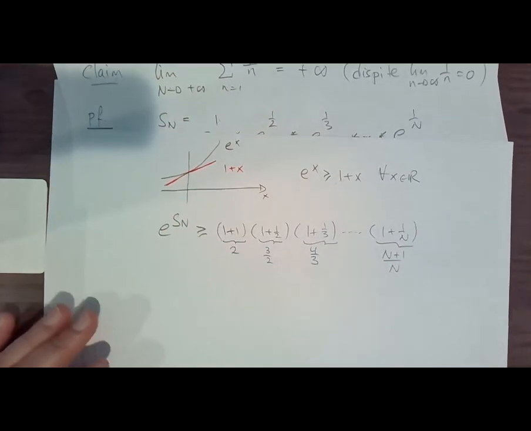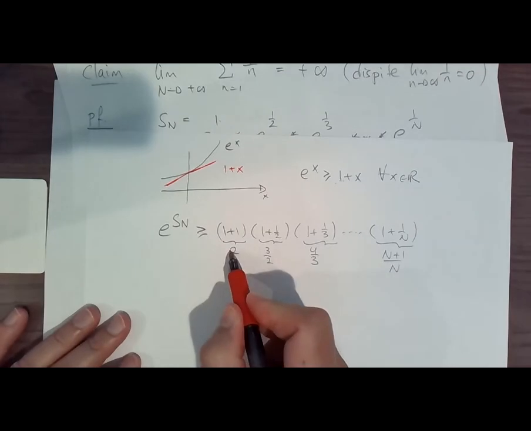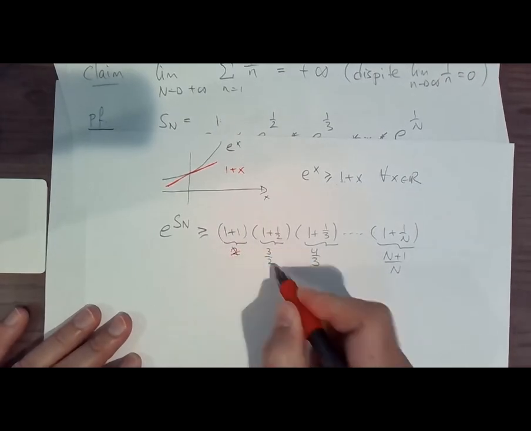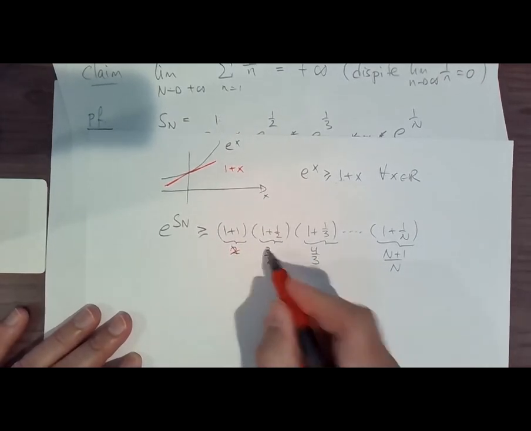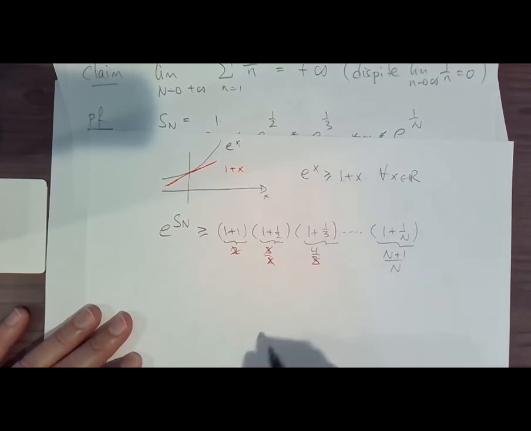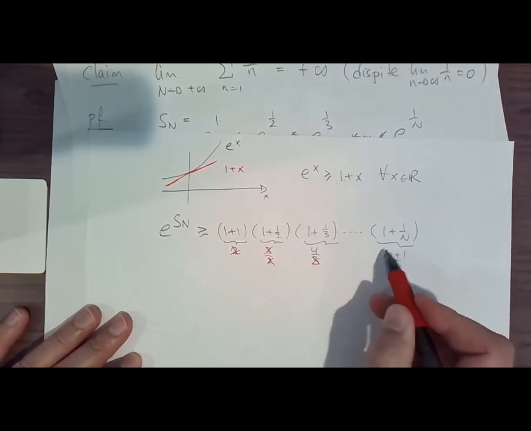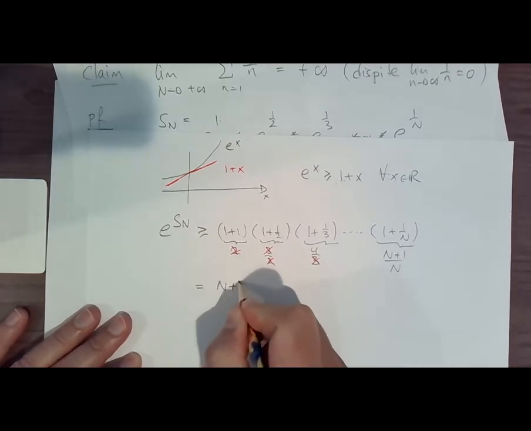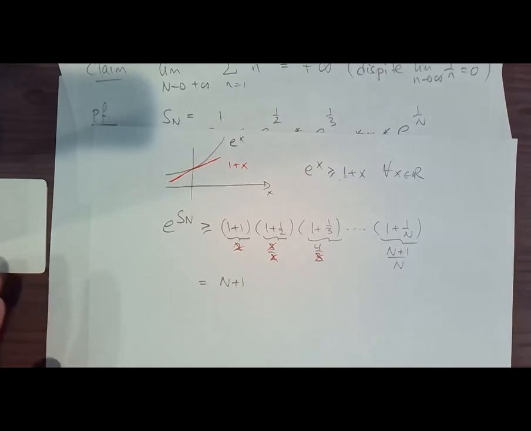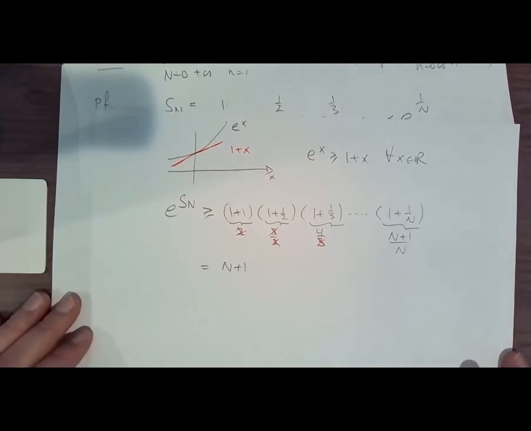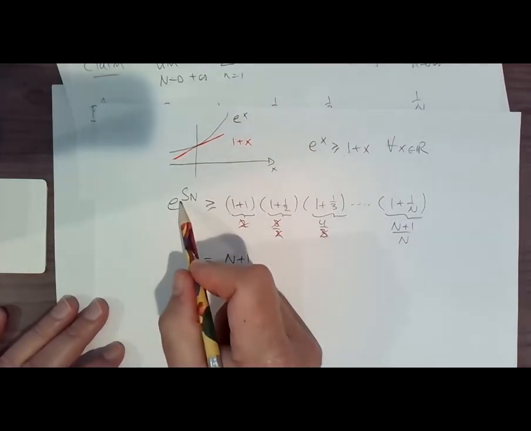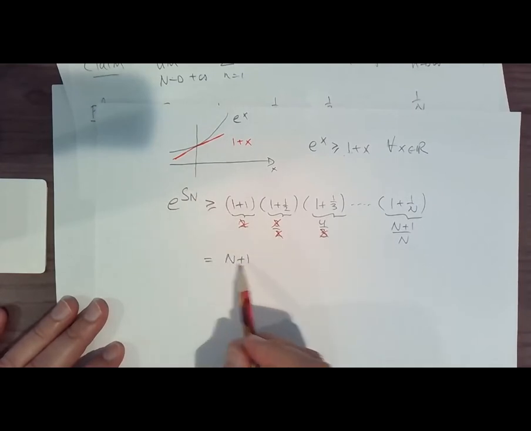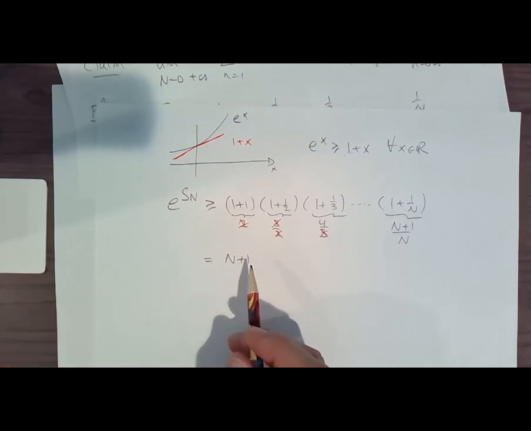And now the miraculous thing that we see is that this 2 and that 2 will cancel. And then that 3 and that 3 will cancel. And it will keep canceling like this. And I'll be stuck with this n plus 1. This is my last term. So I get that this exponential of Sn is bounded from below by n plus 1.